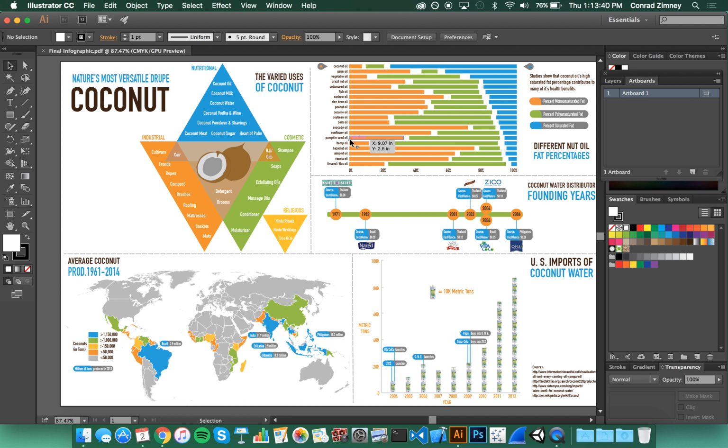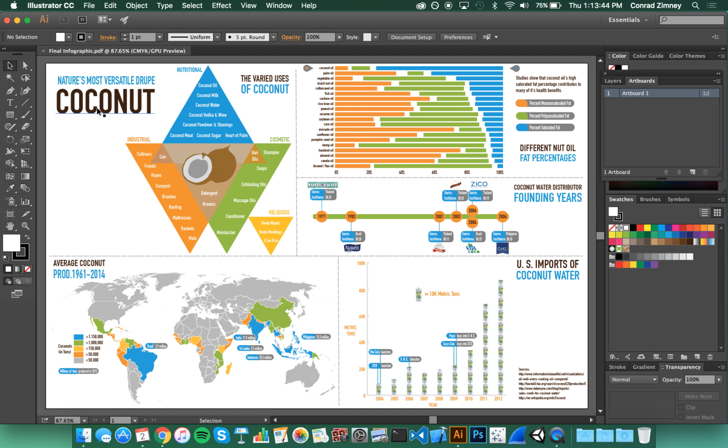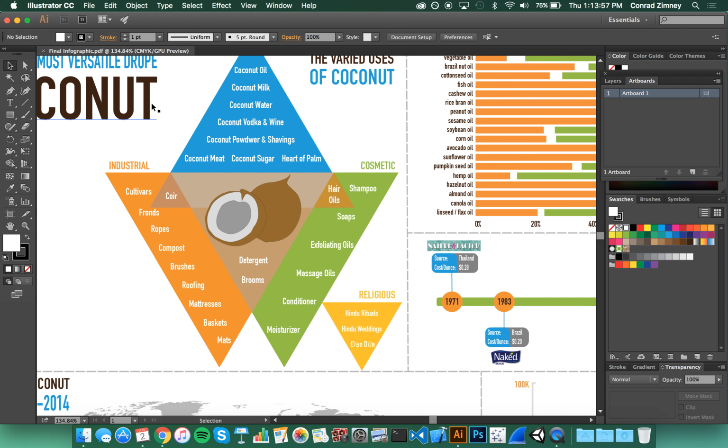So here's my final infographic. My topic is coconuts, and my little tagline here, nature's most versatile drupe, the coconut. Let's go ahead and talk about each form of visual potential that I've exploited. So we'll start just up at the top here.